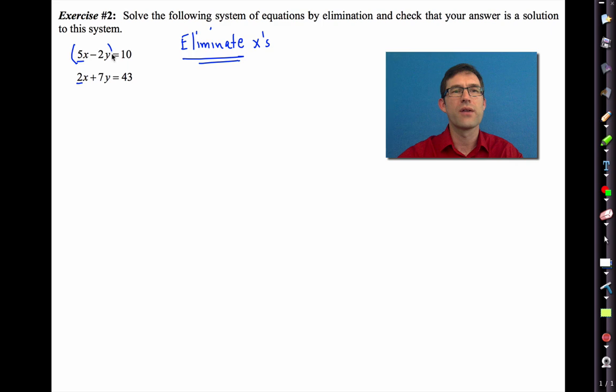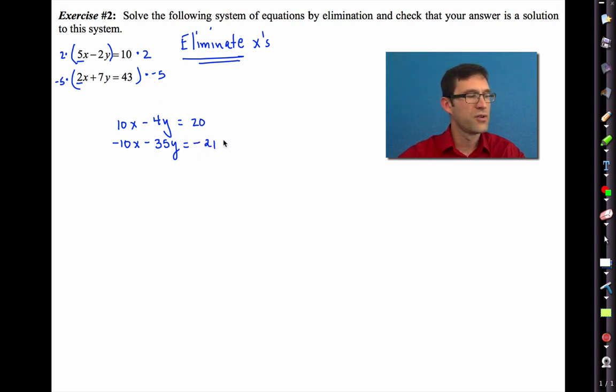I think just arbitrarily what I'm going to do is take this first one and multiply by 2 on both sides. That's going to give me 10x minus 4y is equal to 20. On the other hand, this equation, I'm going to multiply both sides by negative 5. All right, negative 5 times 2x is negative 10x. There are my opposites. Negative 5 times positive 7 is negative 35. And 43 times negative 5 is negative 215. Good, just had to look at my cheat sheet.